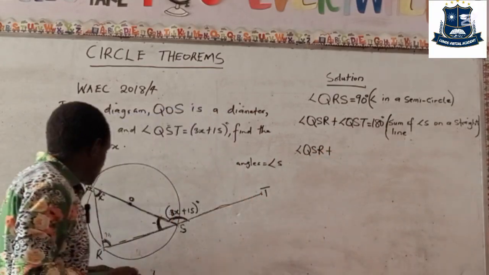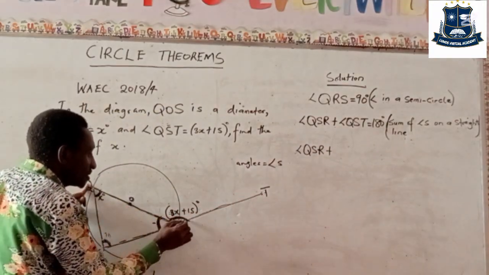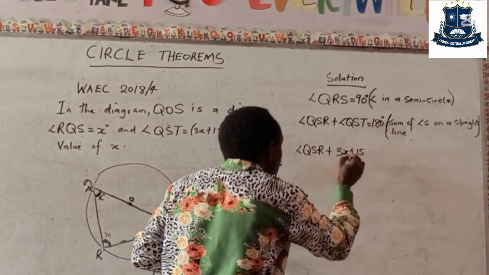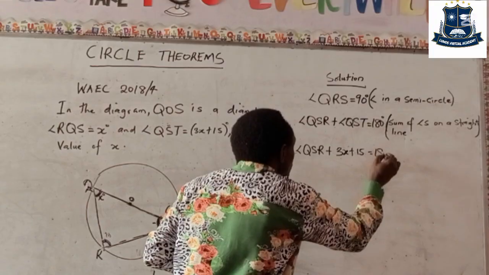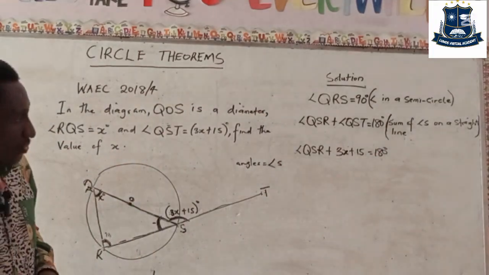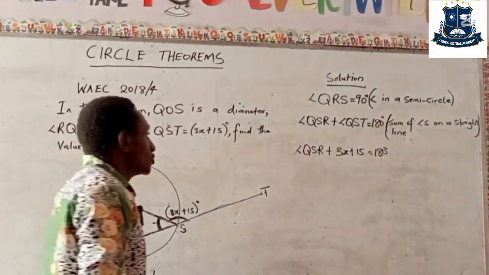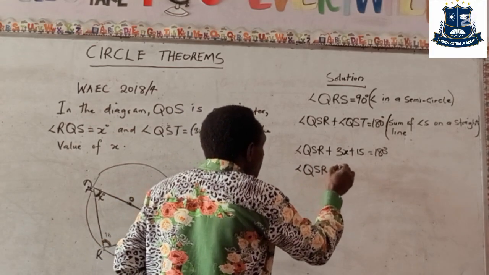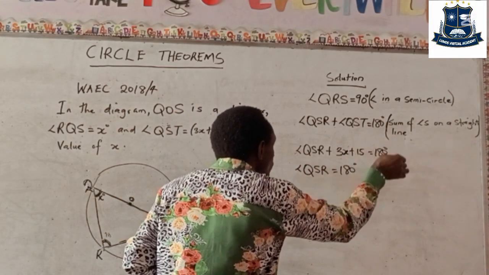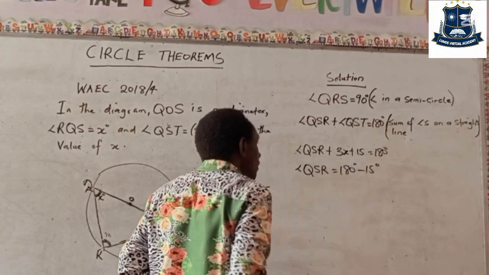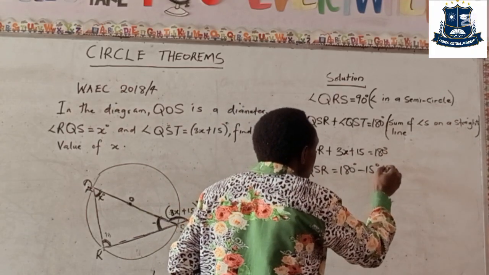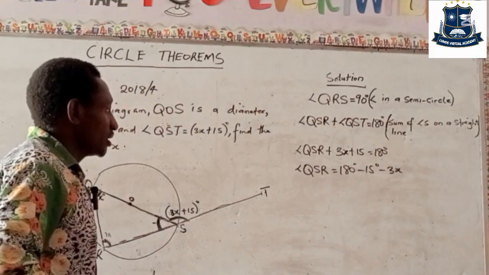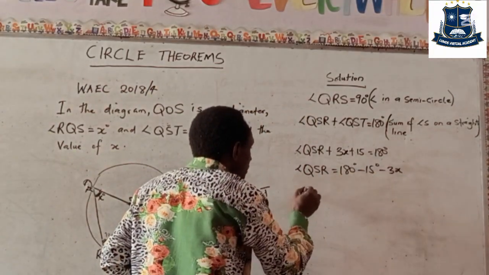Angle QST was given to me, which is this angle, 3x plus 15. That angle equals 180. All right. So this angle, because I want it to stay alone, will stay here. Then 180, this one goes over and becomes minus 15, and this one goes over and becomes minus 3x. Now 180 minus 15.